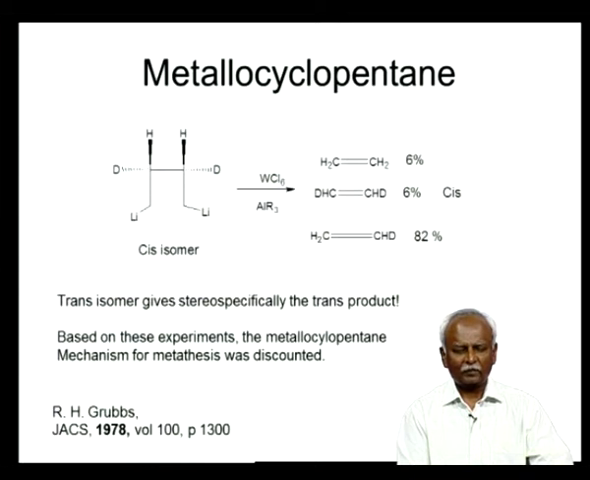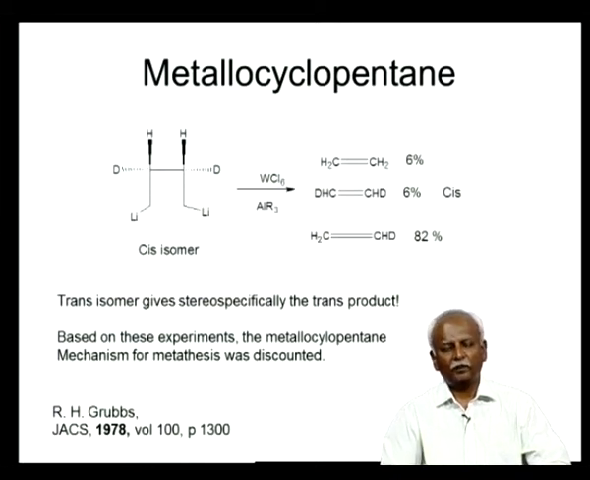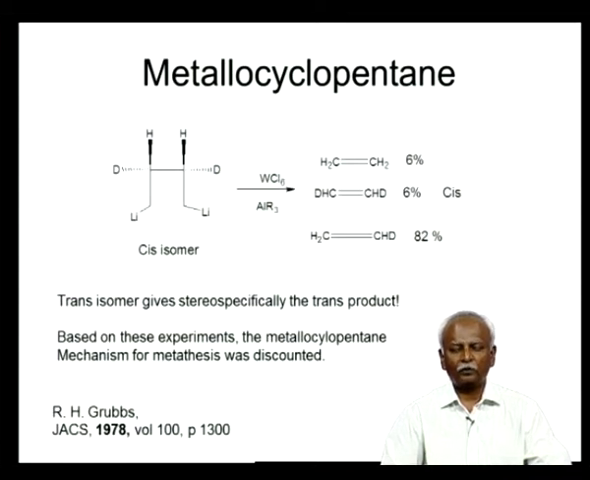So, based on these experiments, a new mechanism had to be discovered, and during this time Grubbs also showed that this reaction was stereospecific, in the sense that if you took the trans deutero-labeled compound, you got only the trans labeled product, and if you took the cis labeled compound, you got only the cis labeled product, and that clearly showed that the metallacyclopentane mechanism was not operating.